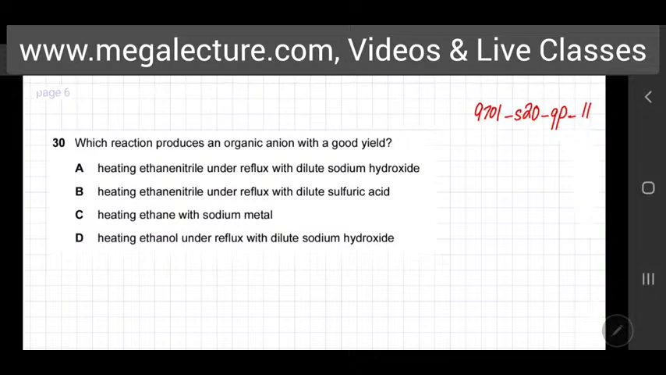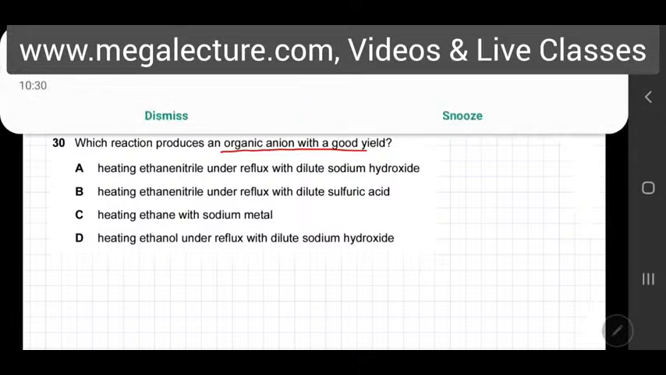Now this question reads: which reaction produces an organic anion with a good yield? So an anion, a negative ion, which is going to give you a good yield. The first one is heating ethane nitrile under reflux with dilute NaOH. So what's going to happen in this case?